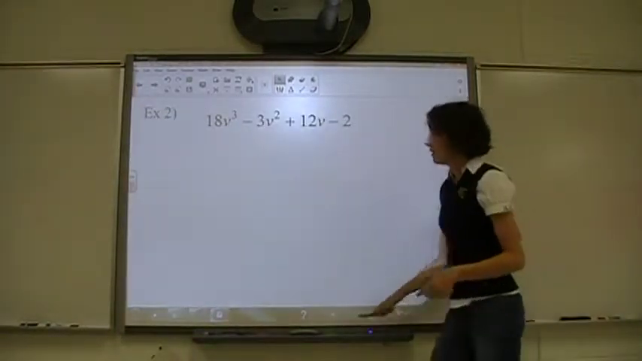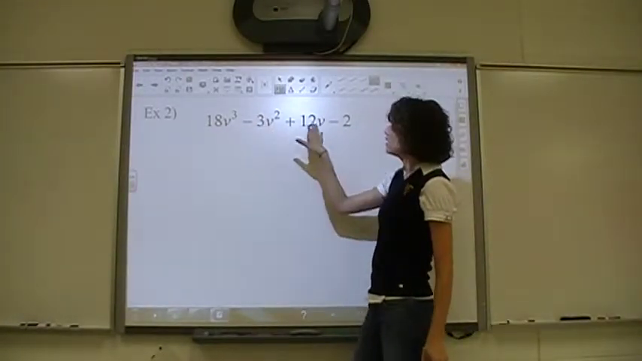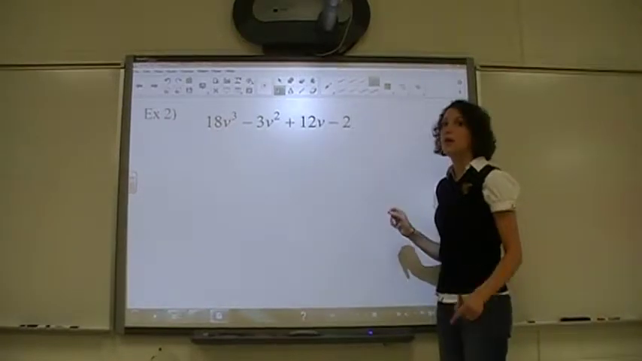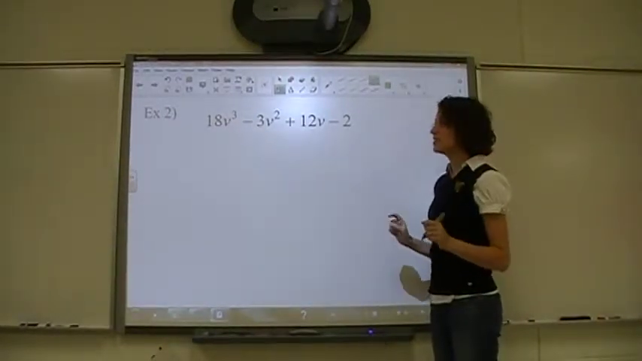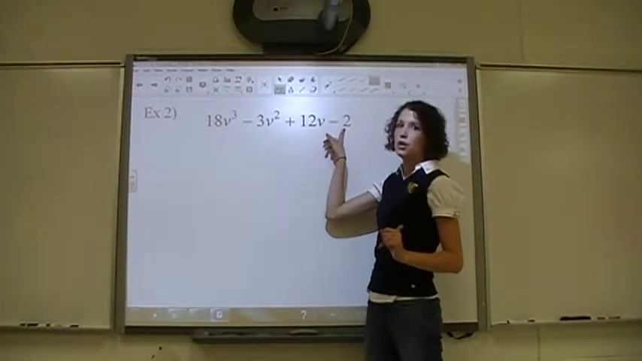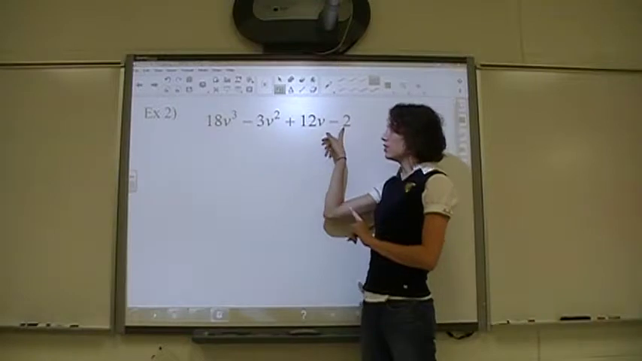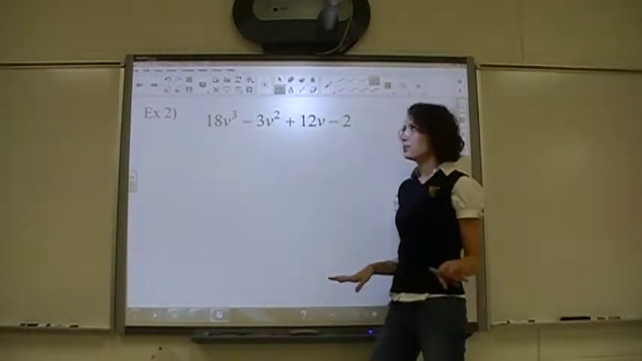Now let's look at all of these. You've got 18v cubed minus 3v squared plus 12v minus 2. First, look at all of your numbers and all of your terms to make sure that you can't take anything out. 18, 3, 12, and 2. You cannot take a number out of all of those, and all of them do not have a v. So let's go ahead and get started with the grouping.